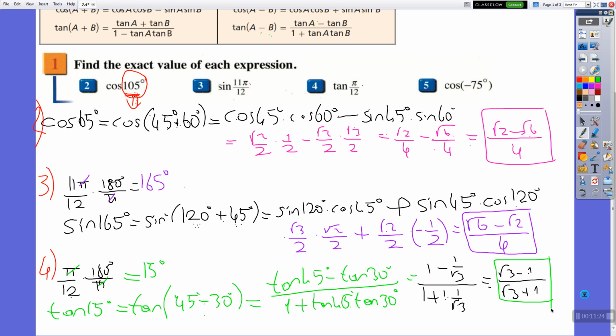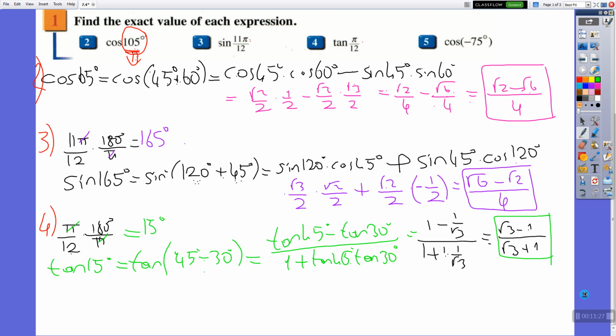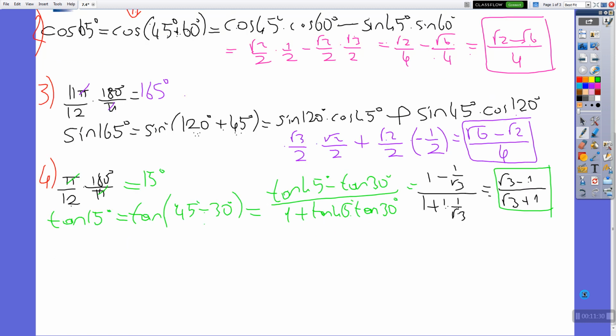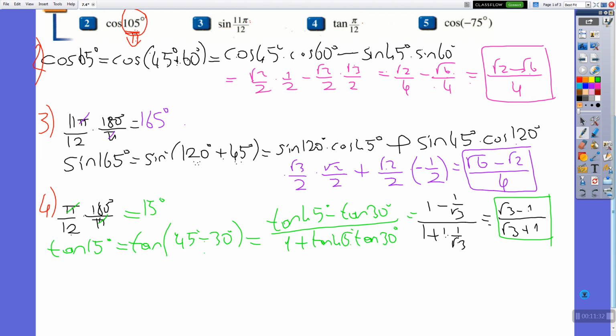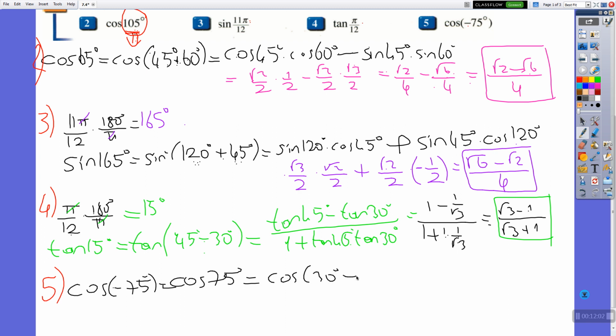Okay, the last one. Cosine negative 75. So that's the negative angle identity. You know the identity, you have negative inside for cosine. So cosine negative 75 is going to be equal to positive cosine 75 degrees. So I can think about 75 as 30 plus 45.